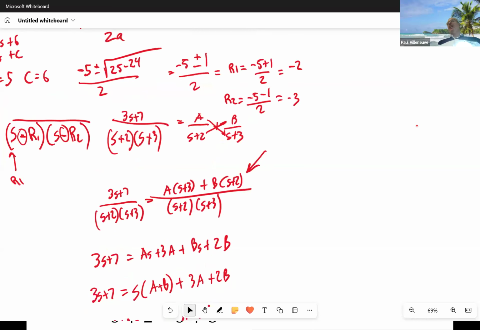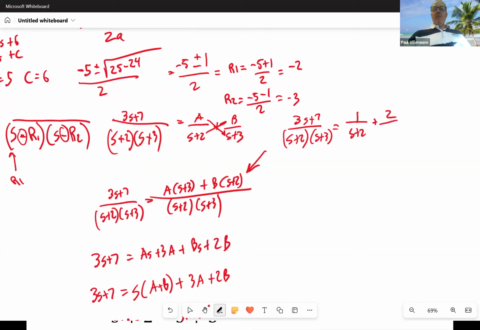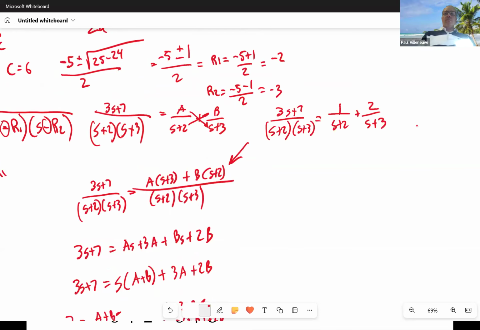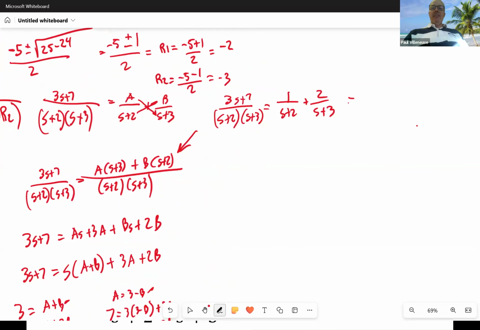Well, let's go ahead and check our results. Is it correct? Let's see. So I said 3s plus 7 over s plus 2 times s plus 3, right? So that's going to be equal to 1 over s plus 2 plus 2 over s plus 3, if we calculated our coefficients correctly, right? So let's check and see.